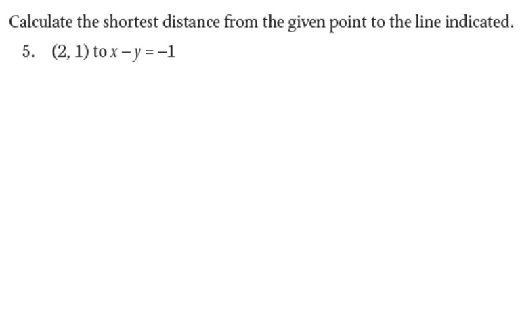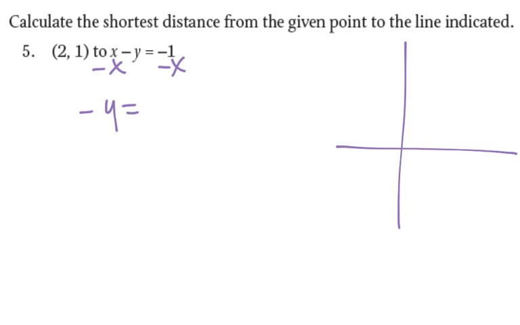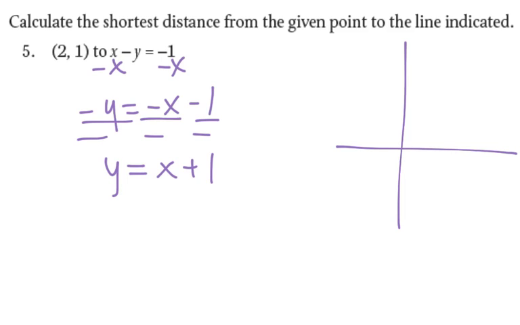Okay, now 5, it says calculate the shortest distance from the given point to the line indicated. So essentially what that means is, if we think of this graphically, let me change this to slope-intercept form. Negative y equals negative x minus 1, divide by negative. We get y equals x plus 1.